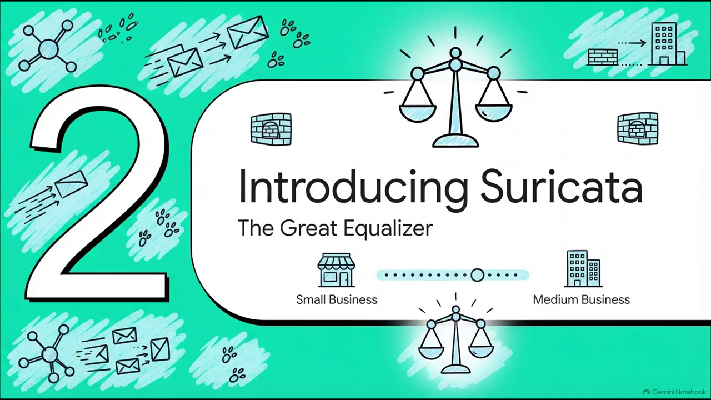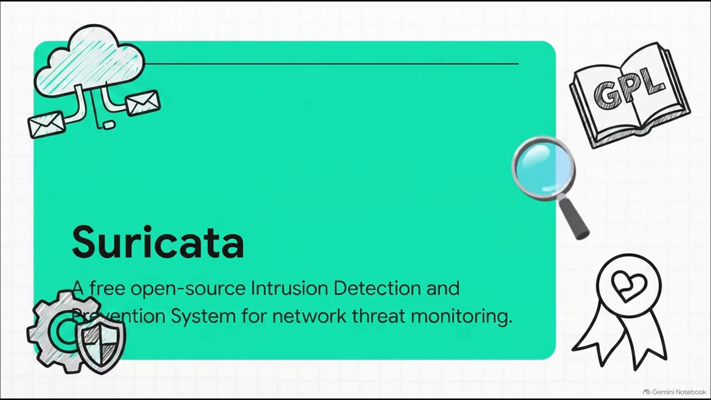Let's officially meet the great equalizer for small and medium enterprises. So what is Suricata? It's a free and open-source intrusion detection and prevention system built for real-time network-level threat monitoring. Because it's released under the GPL license, it is completely free to deploy, use, and modify. And it's backed by the Open Information Security Foundation. They're a dedicated nonprofit organization that ensures this tool remains an absolute powerhouse for open source security.